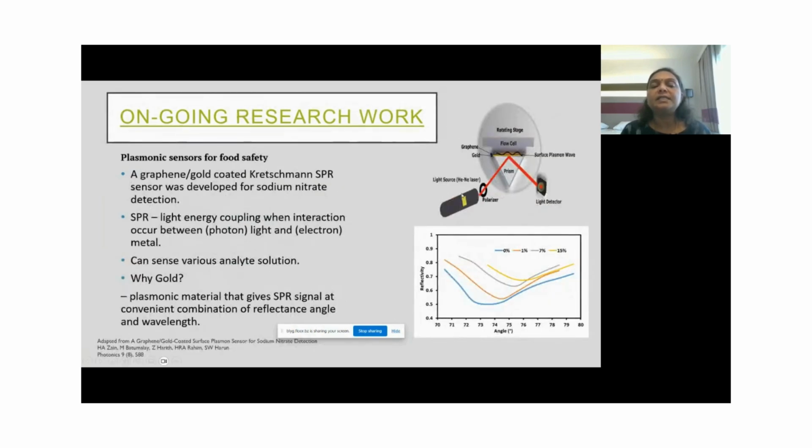On the other hand, the same type of sensors using prisms were used by deploying graphene and gold, which is coated on the SPR Kretschmann setup. And this development was used for sodium nitrate detection for food safety purposes. So again, the interaction of SPR here involves light energy coupling when interaction occurs between photons, which is the light, and the electrons on the metal surface. Why gold? Because it is a plasmonic material that gives an SPR signal at a convenient combination of reflectance, angle, and wavelength.